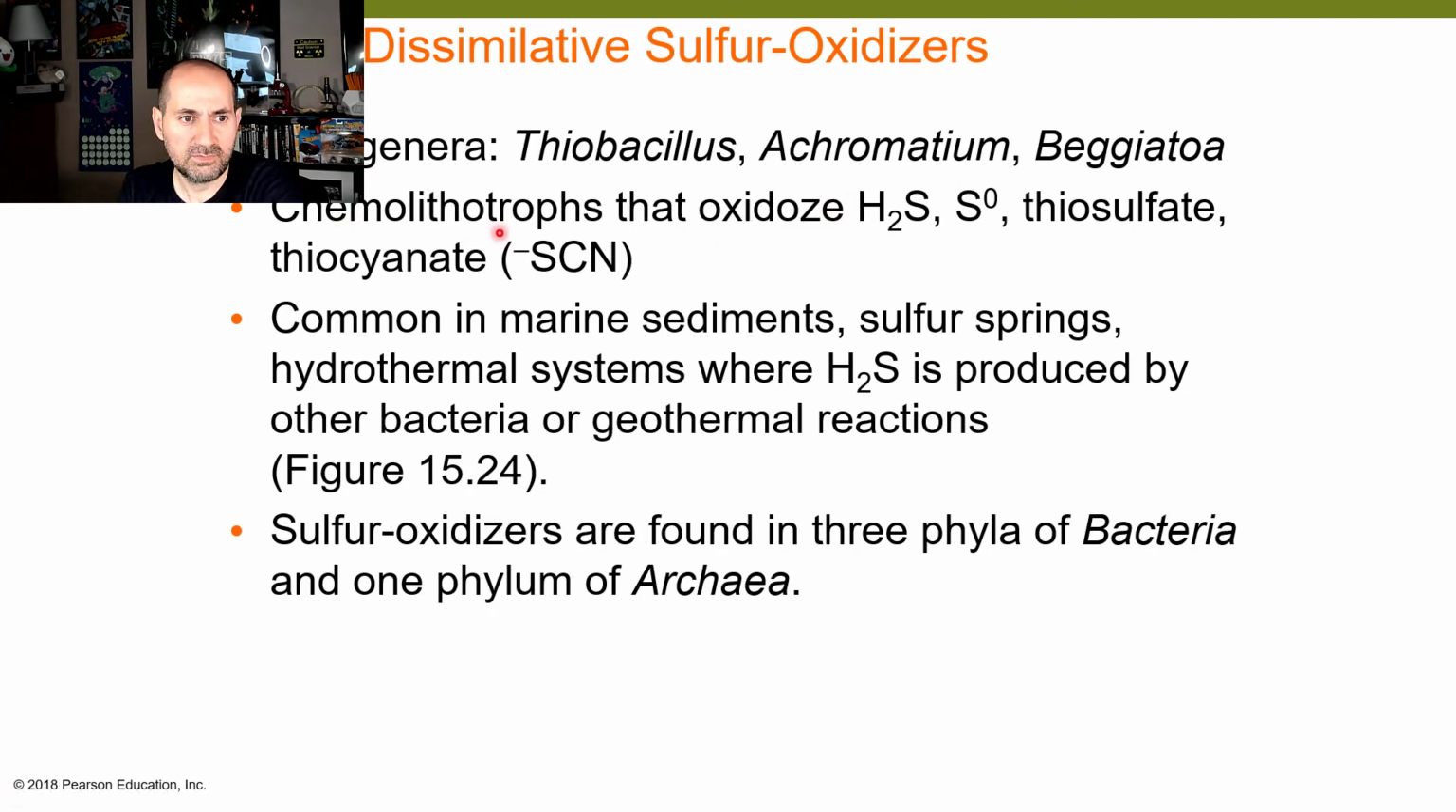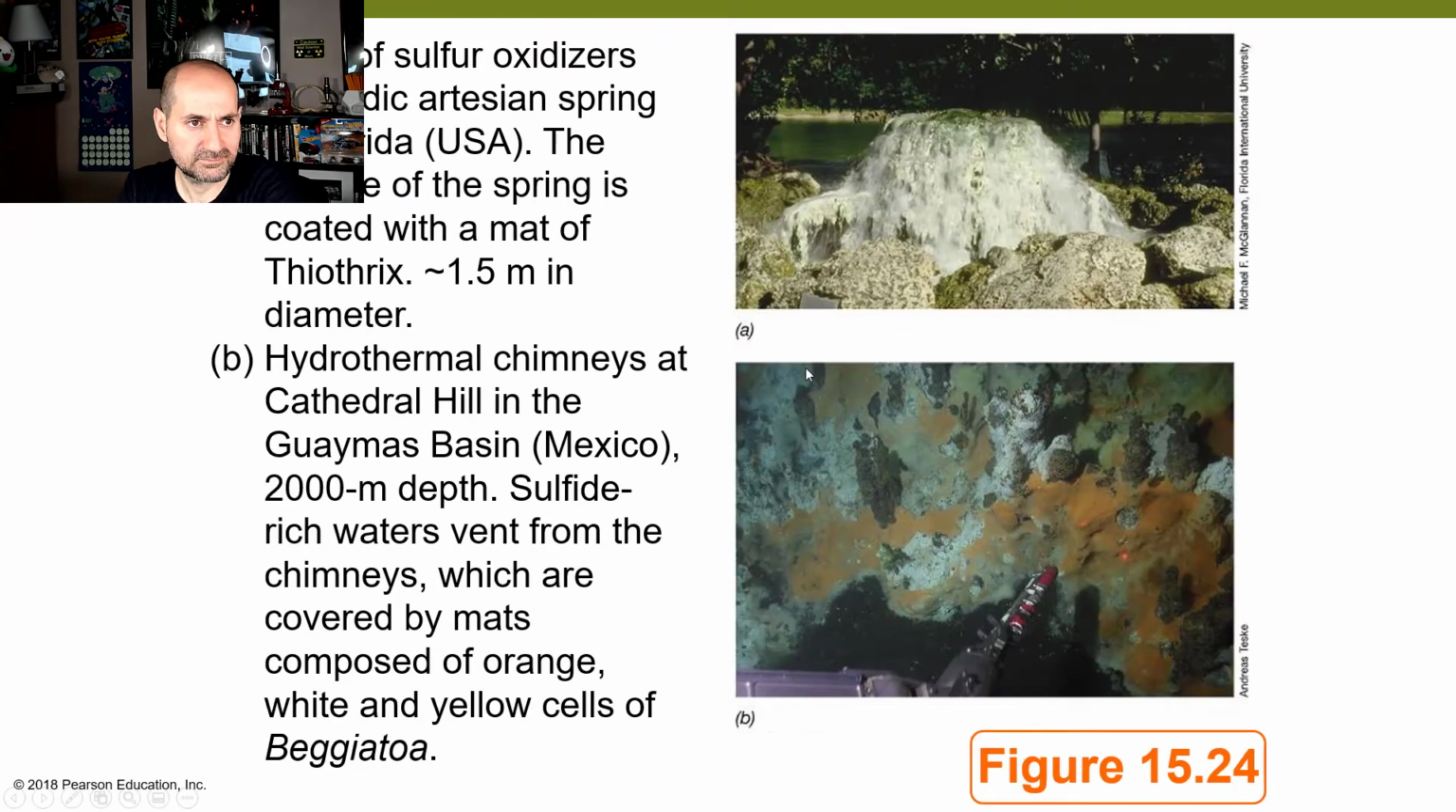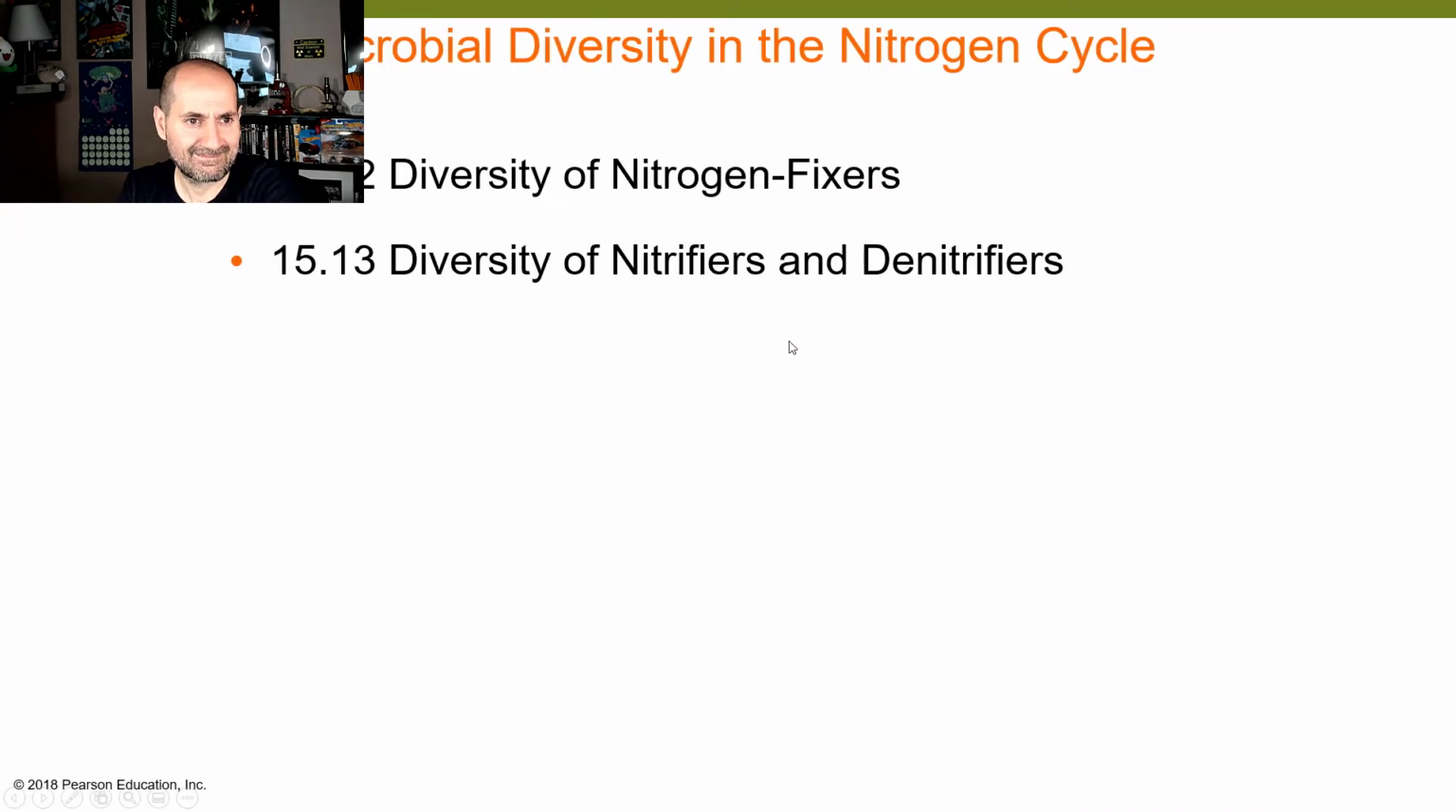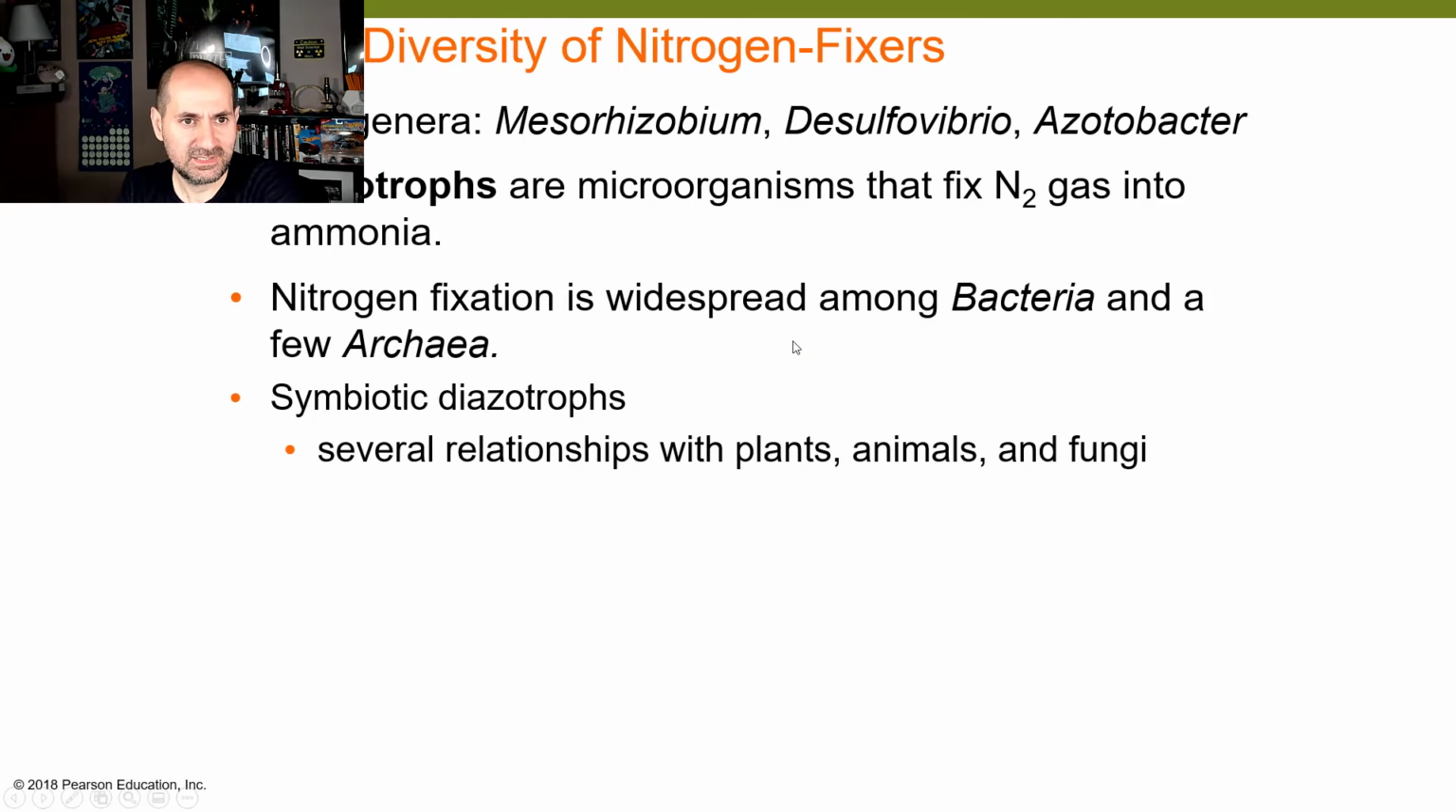What about the sulfur oxidizers? These are chemolithotrophs. They get their electrons from hydrogen sulfide, from these sulfur sources, because they're lithotrophs. All right, moving on to the nitrogen fixers. You should know that diazotrophs are organisms that fix nitrogen into ammonia.